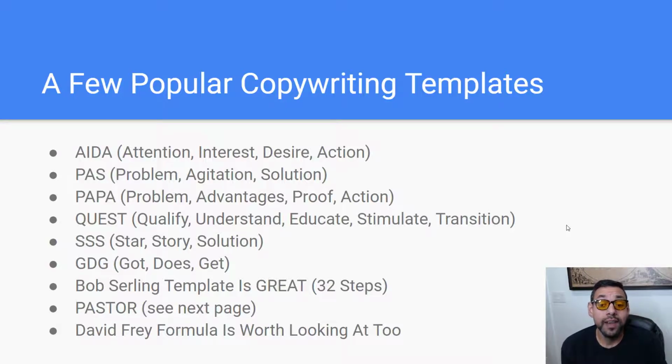One of my personal favorites as well is the GDG, which is basically the most straight up thing that you could ever have. It's just getting right to the point. This works best to an existing audience of people that have already bought from you, but it's just like, here's what I got, here's what it does, here's how to get it. Got, does, get. Very simple, right?